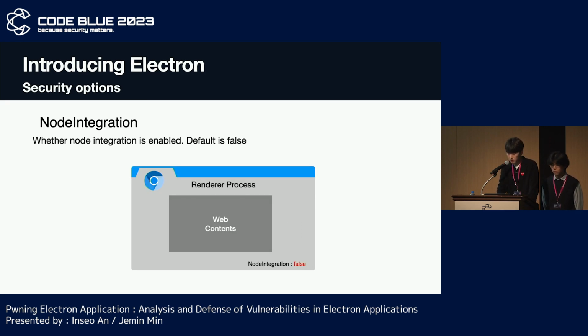Now I will explain the security options. First, let's talk about node integration. This option controls whether node integration is available. By default, this option is disabled. And if you enable it, the render process can access Node.js. Enabling this option can potentially lead to remote code execution with a vulnerability like XSS.